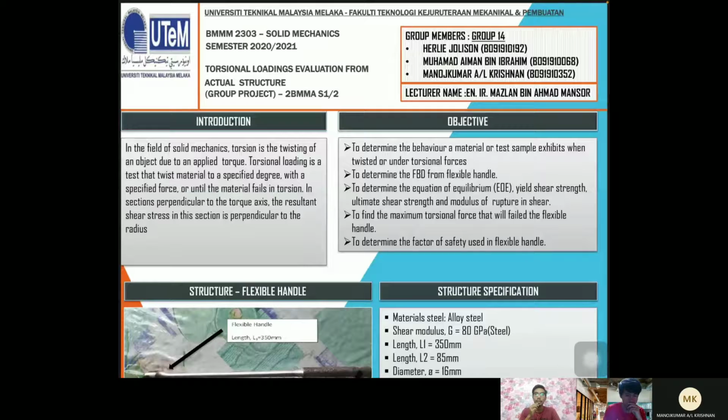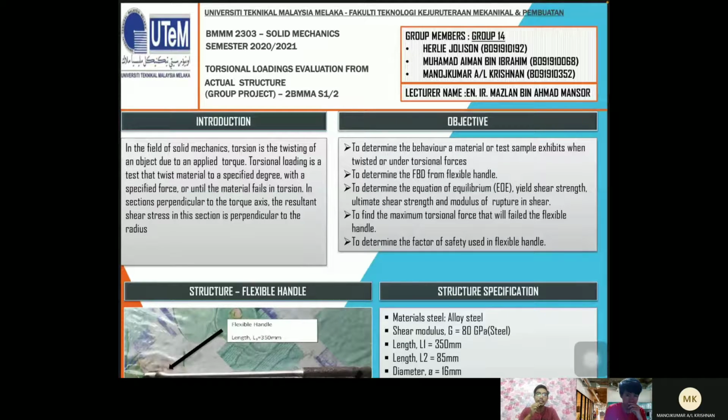My name is Muhammad Aiman bin Ibrahim from Bmma section 1/2. Today, me and my two members, Harley Jolison and Manoj Kumar, are going to present about our experiment, that is torsional loading evaluation from actual structure. The product that we chose is flexible handle.